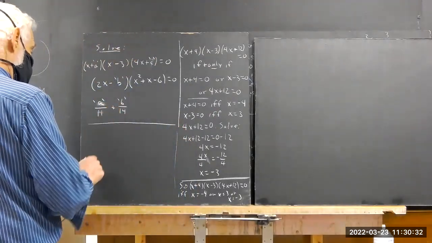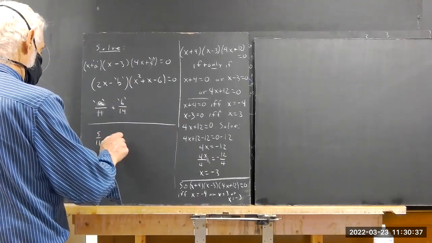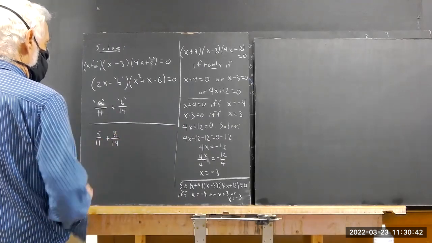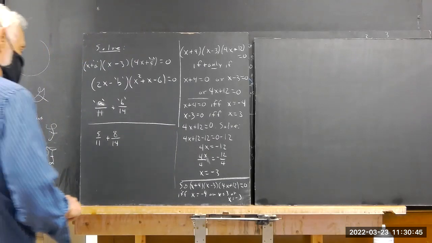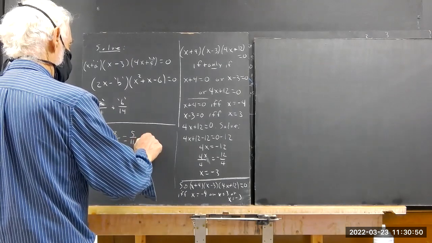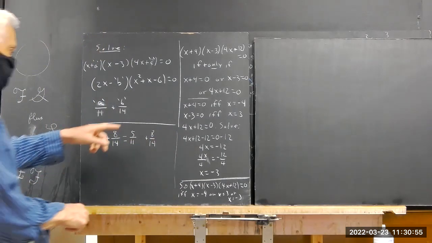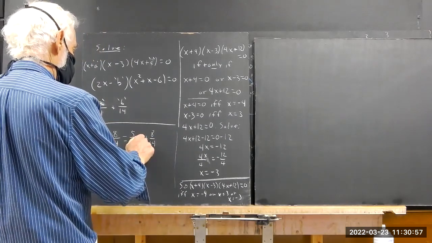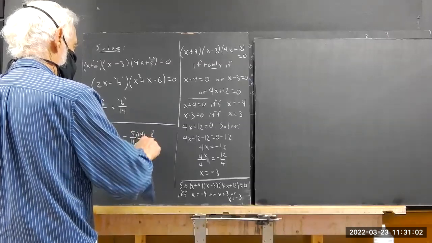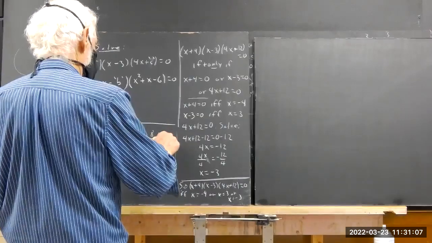Okay, let's do this one. Let's say we got 5/11 plus 8/14. That equals 5/11 multiplied by 14/14, plus 8/14 multiplied by 11/11.